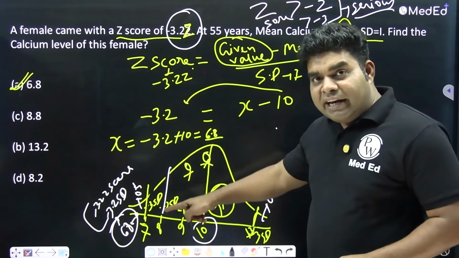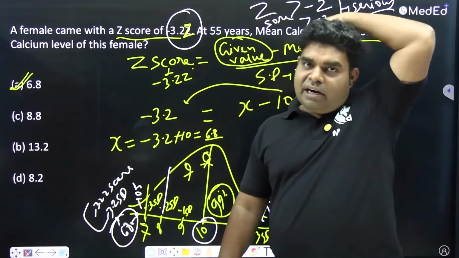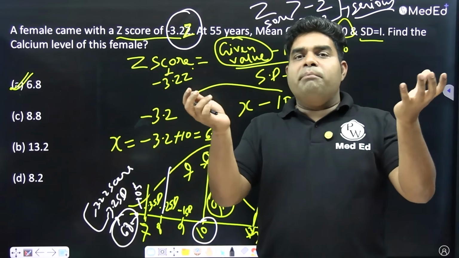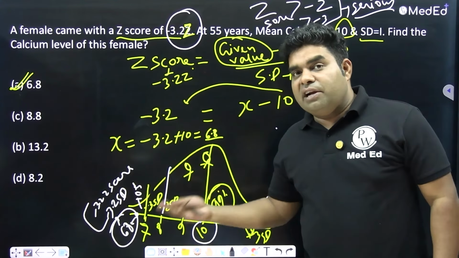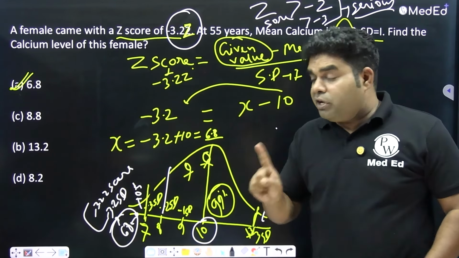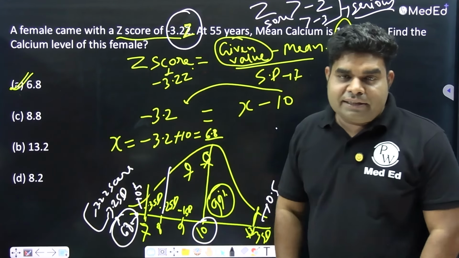If I want to know how far each female is from 10, that is standard deviation. Standard deviation is how far each number is from the mean of the sample. But how far one patient, our female patient, is from the mean, that is what Z score tells us.